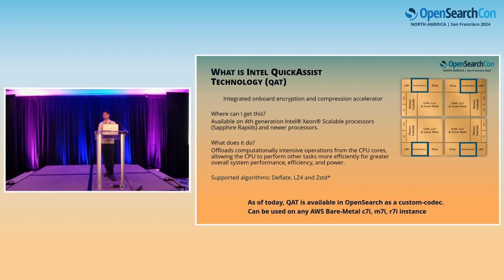Also, another good news is that this change recently made it to OpenSearch. It is available as a custom codec in the custom codecs repo. So what that means is any user can pick a machine, one of the ones that I listed down here, get the codec, enable it, and start seeing the benefits of QAT.